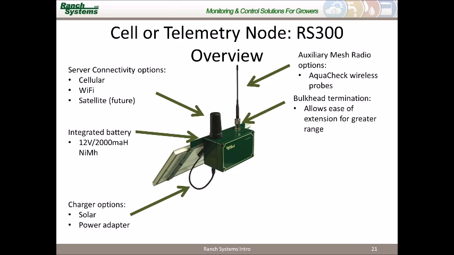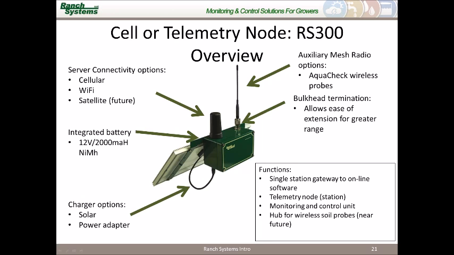So for our equipment, you can have different radios internally as well to communicate longer distances. This is a very useful way of doing that. So the bulkhead termination allows the ease of extension for greater range. And what this unit typically functions as is a single station gateway to the online software. It's a very simple way of getting the data online.